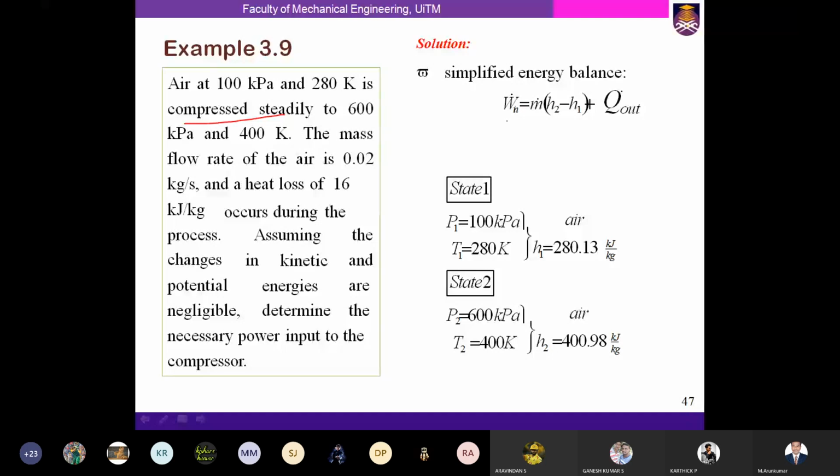So this is for the compressor, right? We know for a compressor W in will be there. The simplified energy balance formula will be W dot in is equal to m dot into H2 minus H1. Here temperature will be given, so we have to account for this Q dot also.